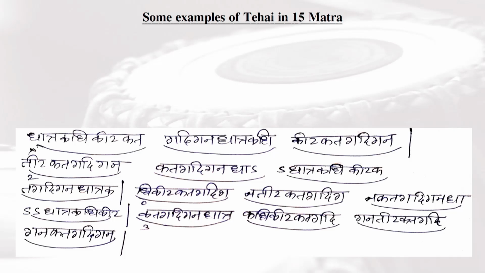Now we have this Tehai. It's a complex Tehai structure because the pause in this Tehai is 0.375. So let's see the structure. Dhataka dikita kata gadigana, dhataka dikita kata gadigana, tita kata gadigana, kata gadigana. So the palla will be dhataka dikita kata gadigana 2 times, tita kata gadigana and kata gadigana.